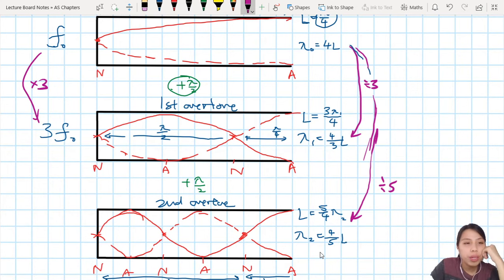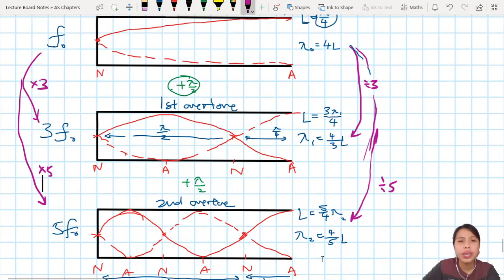Interesting. So accordingly, because your wavelength is smaller, now your frequency has to increase by the same factor. So on this side, you will have 5F0 of the fundamental. So this will be times 5. Okay, last one. Okay, let's try this.